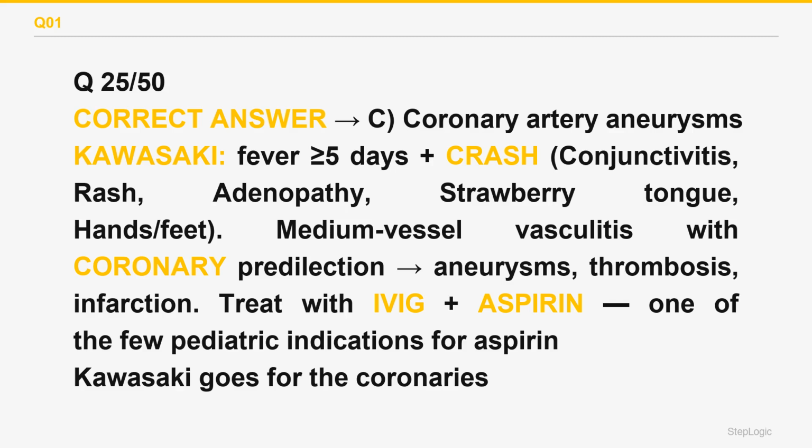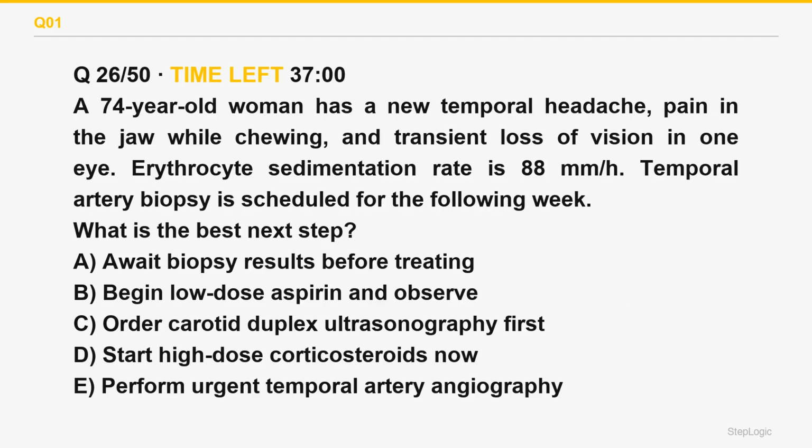Choices A and B are both post-streptococcal sequelae with different mechanisms and timelines, and choice D belongs to connective tissue disorders and tertiary syphilis rather than to a febrile toddler. If you see 5 days of fever with conjunctivitis and a strawberry tongue, think Kawasaki and protect the coronaries. What is the best next step?